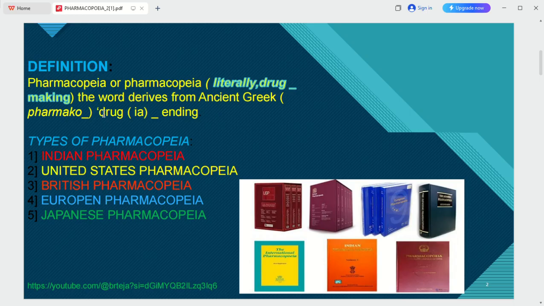Pharmacopoeia is derived from an ancient Greek word. What is the meaning of pharmacopoeia? Pharmacopoeia literally means drug making. Suppose you are getting ready for pharmaceutics and the preparation of syrups. Examples are tablets, syrups, suspensions, emulsions, lotions, ointments, capsules, semi-solid dosage forms, etc.